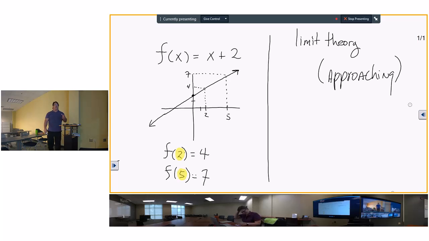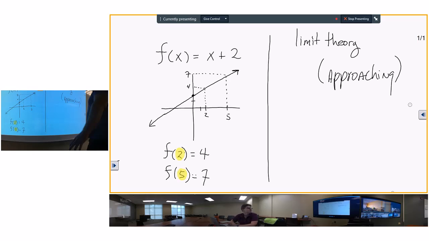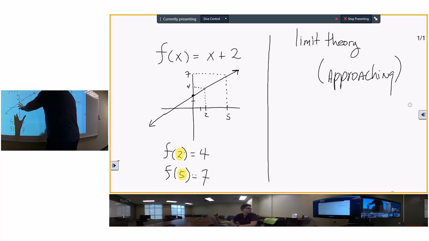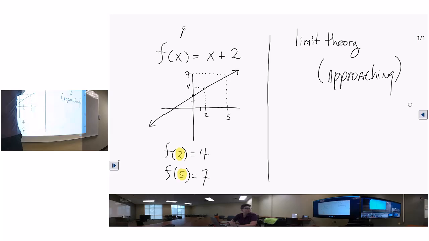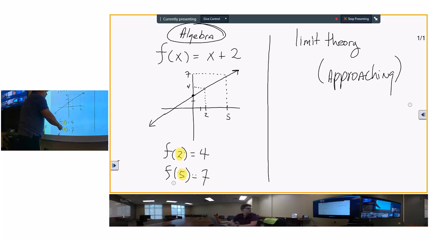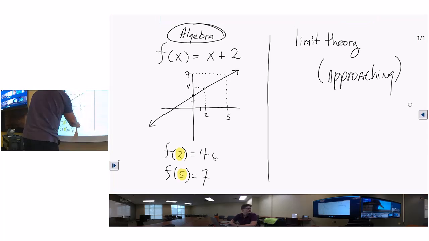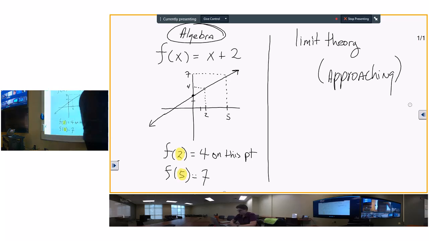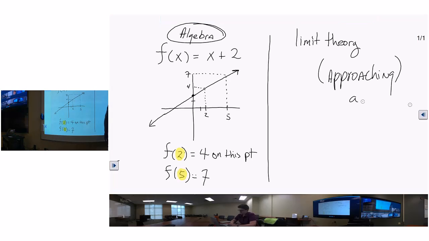All right. Limit theory means that you're approaching. So what I'm saying is you're going to have to come away from the algebra that you learned. When you see an f of 2 and an f of 5, you say, okay, I'm going to plug that in, and that's what I'm going to get. I'm going to be on this point, versus approaching a point.